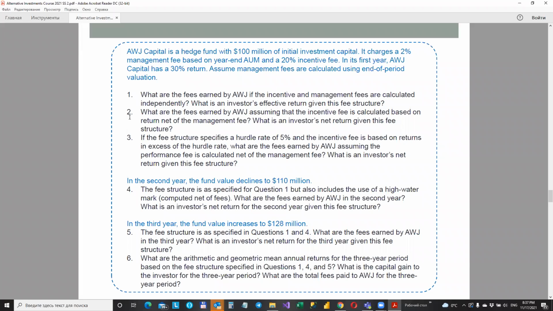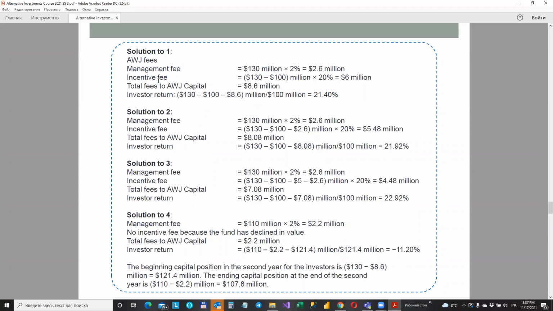Well, let's start with the first three problems. Go on to the next page. So the fees: the value of the fund at the end of year one is 130 because it's a 30% profit, and 2% management fee equals 2.6 million. Then the incentive fee applies to the whole profit and it goes to 6 million. The total fees to AWJ Capital is 8.6, and the investor's return is the end-of-period valuation minus beginning-of-period valuation minus total fees to AWJ, and it leads to a 21.4% return.